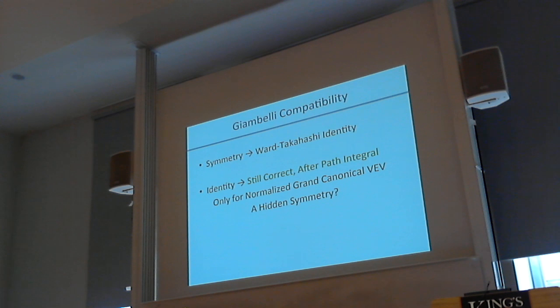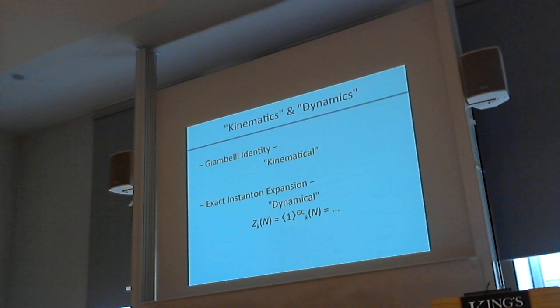In a textbook, it usually tells us that when we have a symmetry, it will lead to the Ward-Takahashi identity. But here we find that there's an identity that classically holds, and it is still correct after we do the Cauchy integral. But this is only true for the non-canonical vacuum expectation value, and this might imply there's some hidden symmetry in this system. This is our first result.